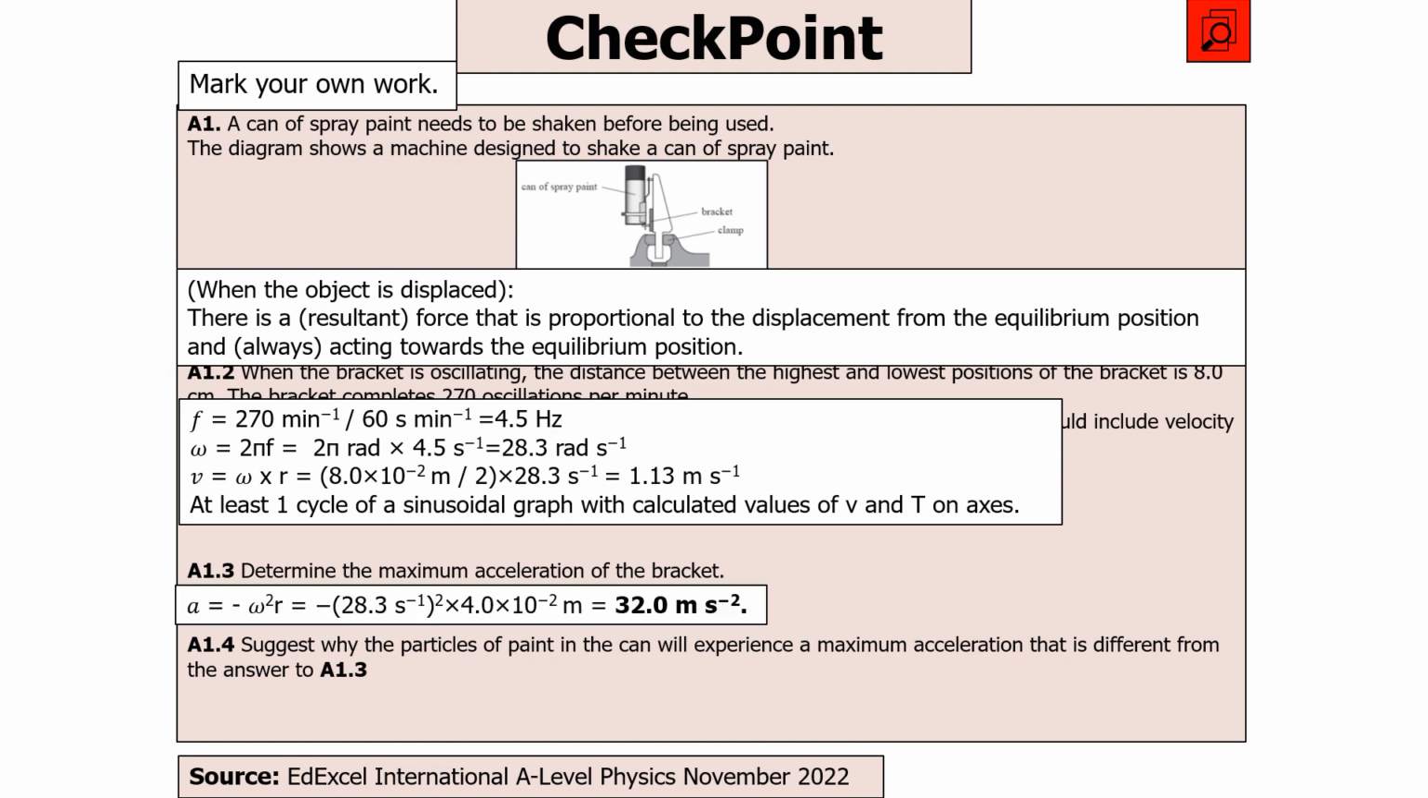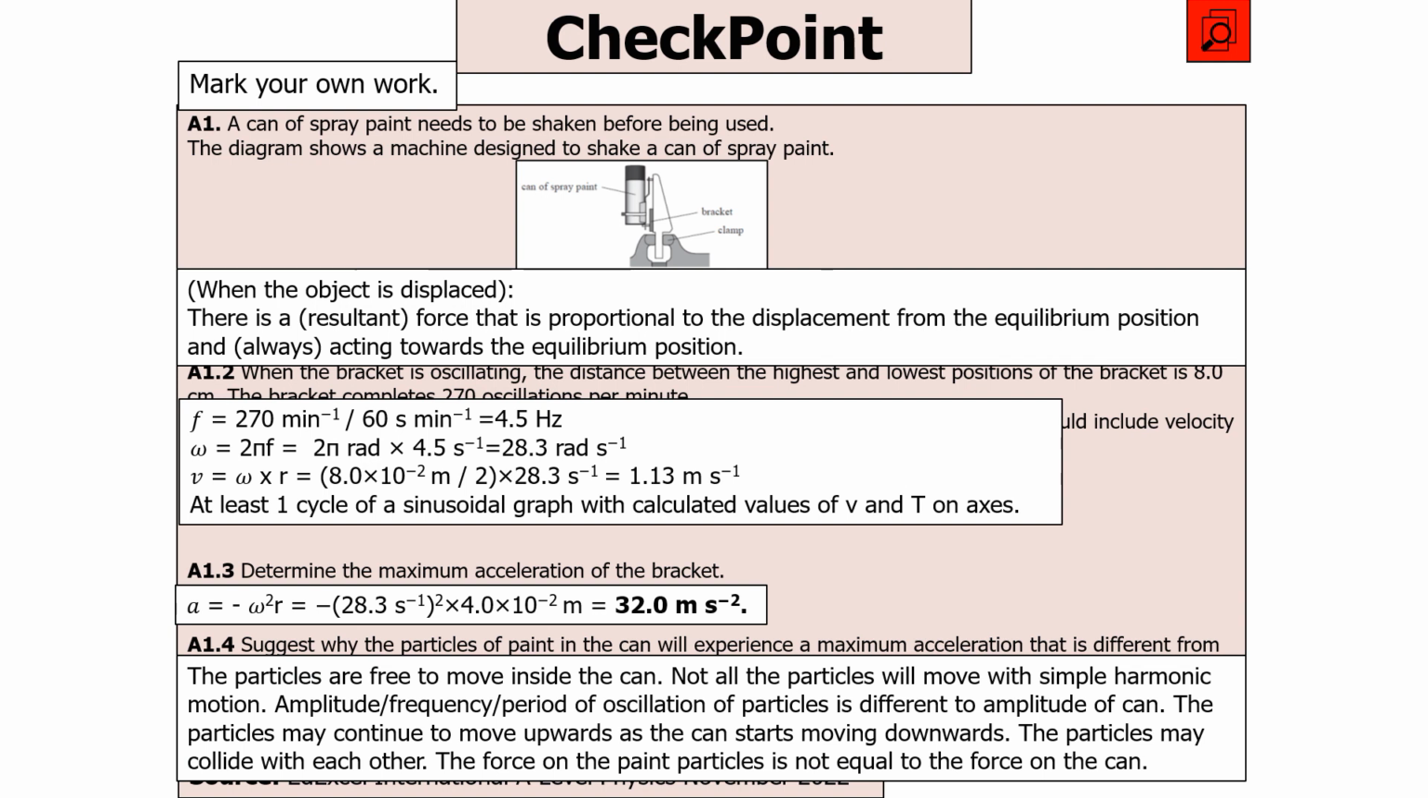Next, what's the maximum acceleration? Well, we know a equals minus omega squared A, or minus omega squared r, for working out maximum acceleration. You've got omega from the previous question. You know r, it's going to be 4 times 10 to the minus 2 meters, so it's 32 meters per second squared. Now, why are they experiencing different maximum acceleration?